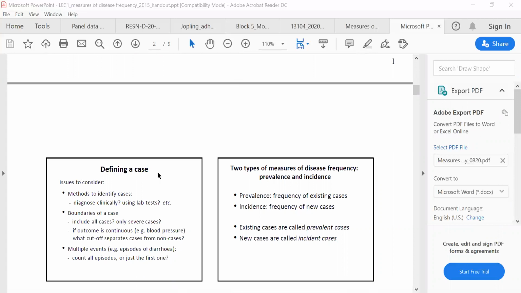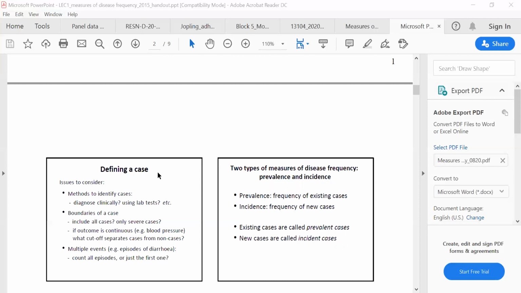We need to have a clear definition, because if you don't have a clear definition of what we are measuring, it will be very difficult. If you've got a clear definition of your outcome, of what you're measuring, it makes it easy to count your things, to compare your things, and to have some standard. If you don't have a clear definition, then your measures of disease frequency will be a challenge.